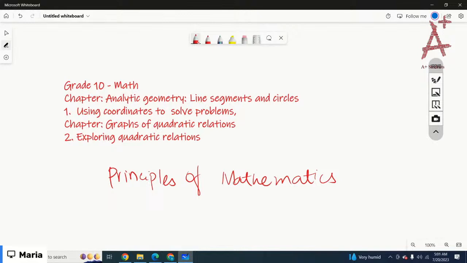So we are working on chapter 2. Here is the name of the chapter on the book. Analytic geometry, line segments and circles. And I think that is lesson 2.7, using coordinates to solve problems. Then we'll start chapter 3 on the book, and the lesson name is exploring quadratic relation, that is 3.1. So let's just start with chapter 2, analytic geometry.